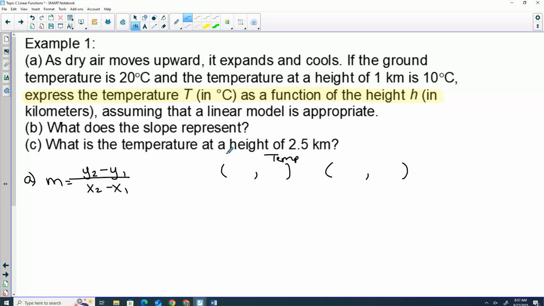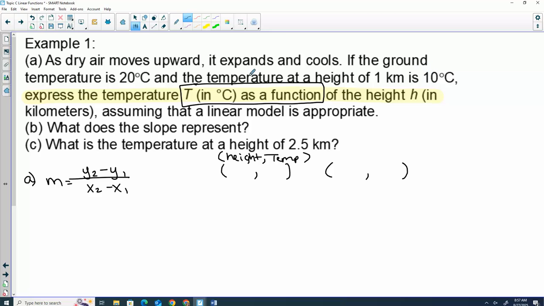And that means height has to be the x. So I'm telling you in these problems which one I want. The function is always your y. So when you see T as a function, I know that is my y variable. So now using that, we can write our ordered pairs.